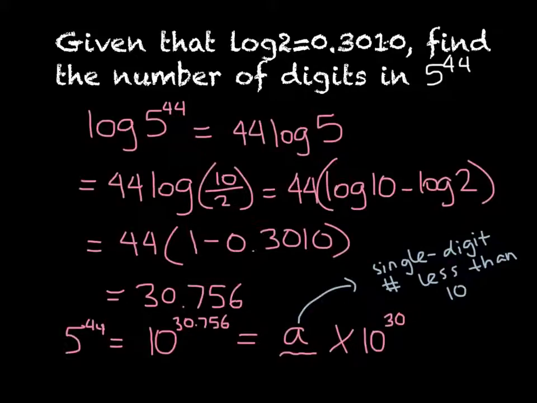And now that we have this in exponential form, we can easily say that the number of digits in 5 to the 44 is equal to 31, because the number of digits is just found by adding 1 to the exponent of 10 in exponential form.